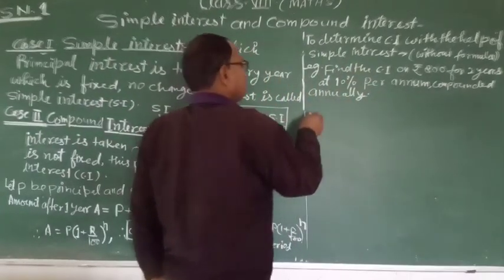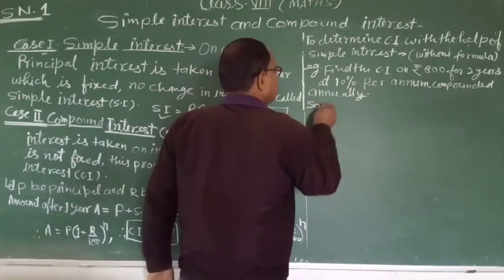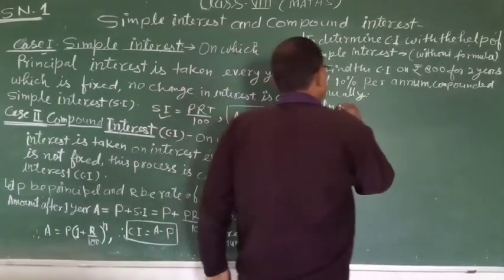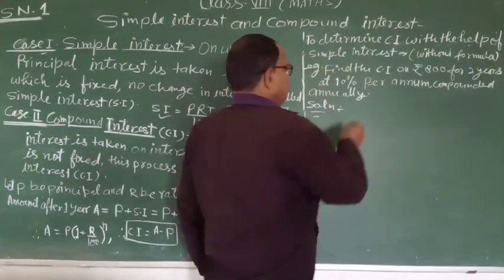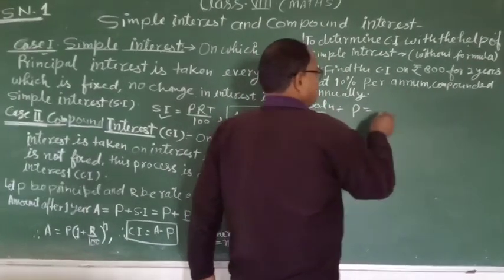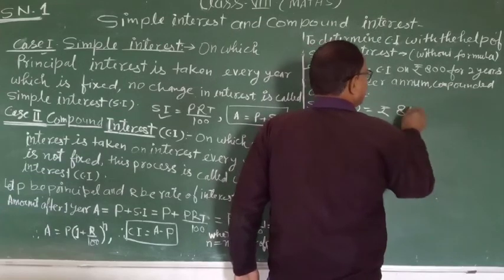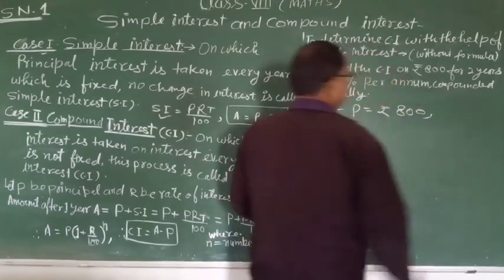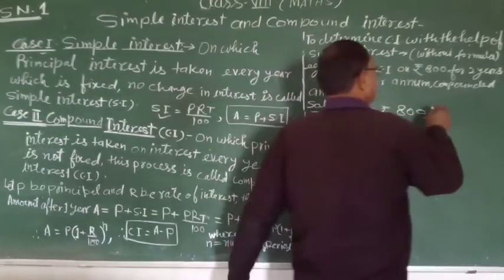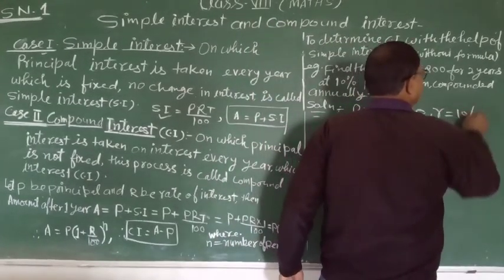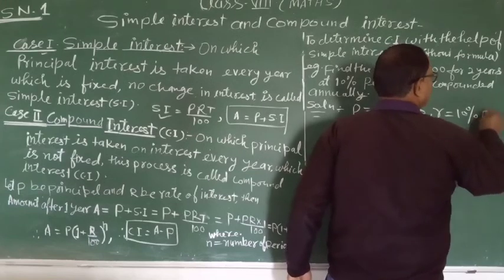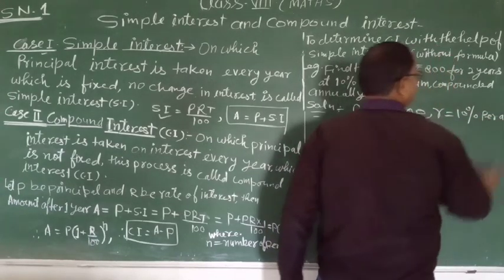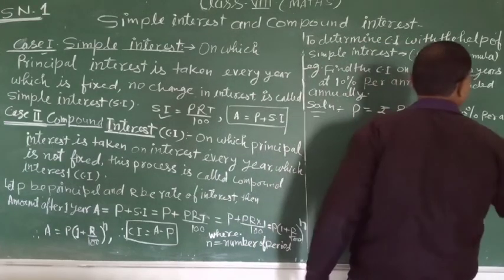Here, solution for this. Here, principal money P is equal to ₹800, time period 2 years, and rate is equal to 10% per annum.